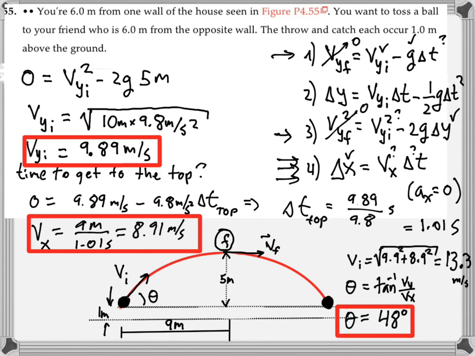So we have found now the minimum speed and the angle at which to launch this ball, so that the ball just barely touches the top of the roof and goes to the other side and is caught by your friend. Alright, so this is an example of a projectile motion question.